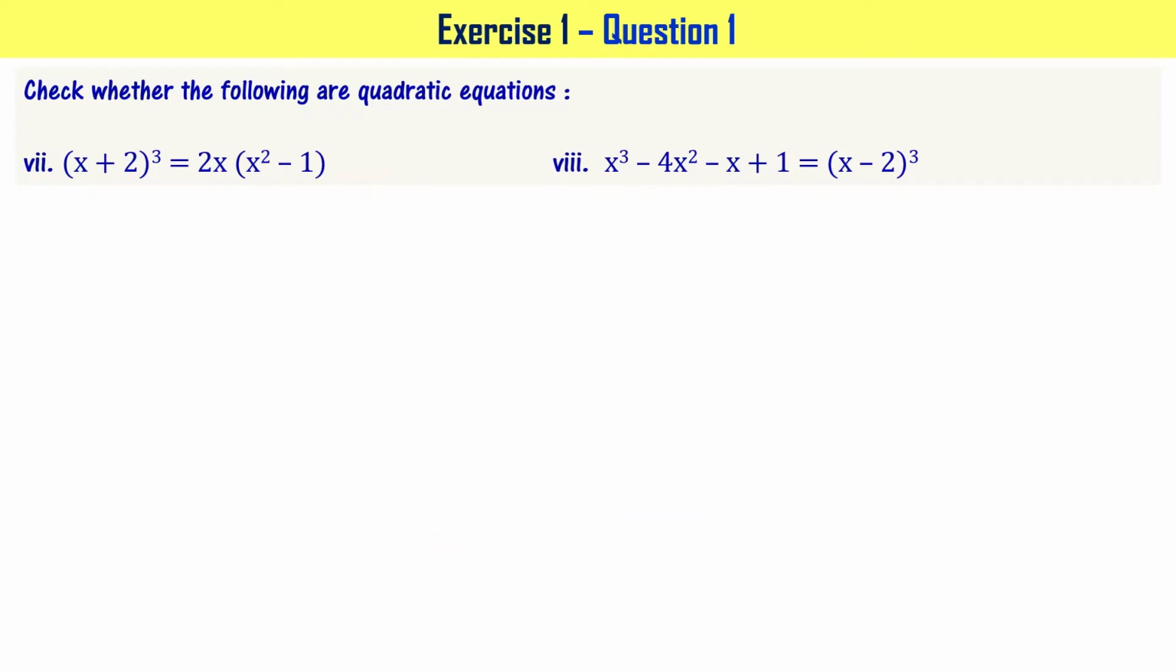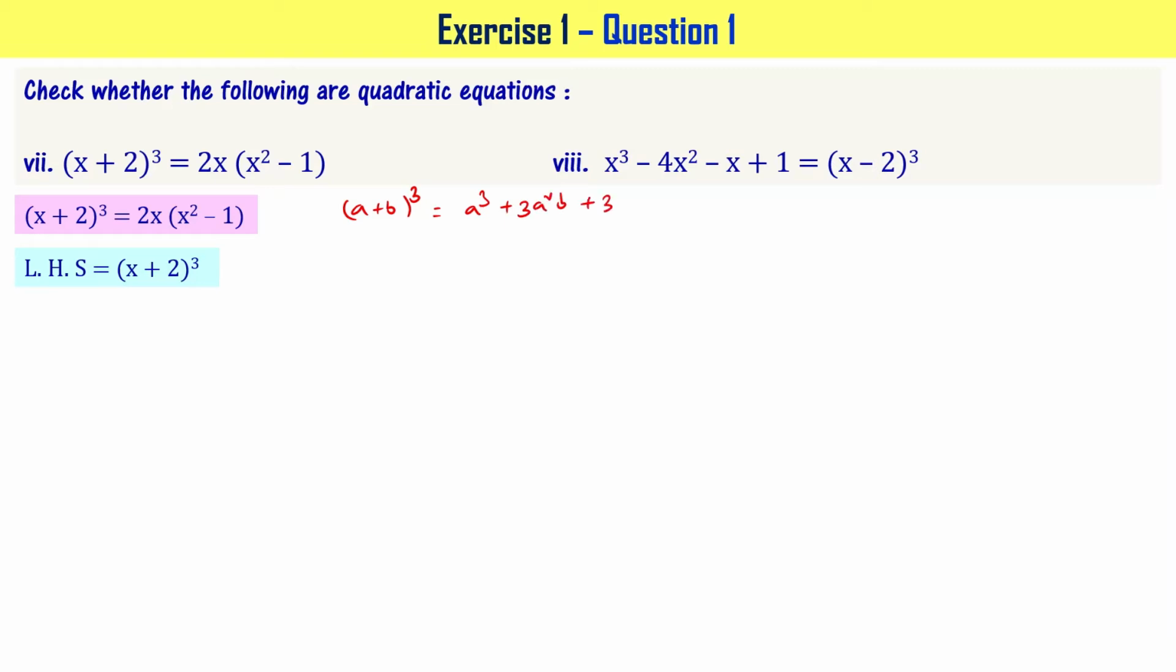The next equation is (x + 2)³ = 2x(x² − 1), right? Let's expand the LHS. This is in the form of (a + b)³, right? (a + b)³ is a³ + 3a²b + 3ab² + b³, right? When you compare (x + 2)³ with (a + b)³, you say that a = x and b = 2, right? Let's substitute into this so that we have the LHS in the expanded form.